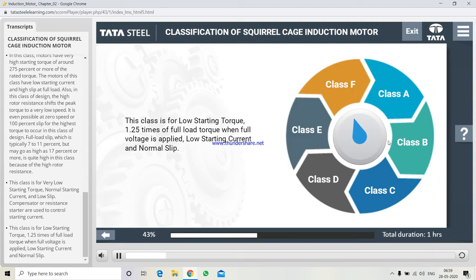This class is for low starting torque, 1.25 times the full load torque when full voltage is applied, low starting current, and normal slip.